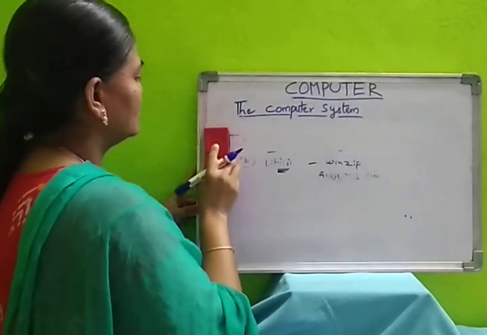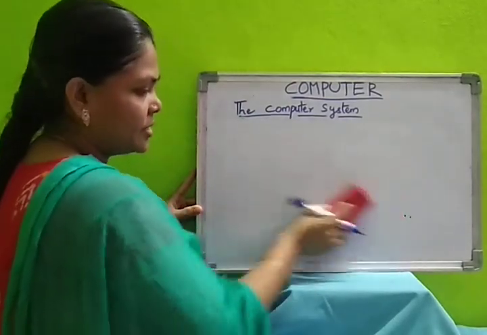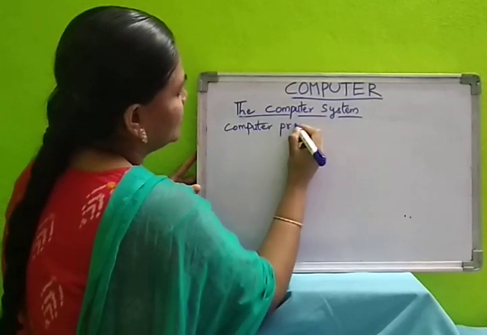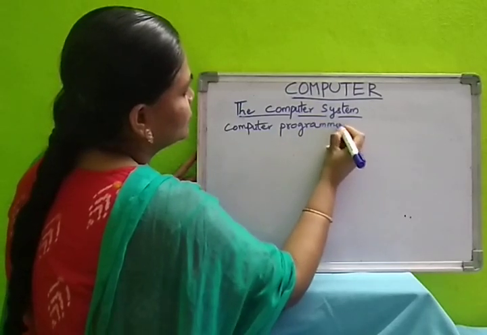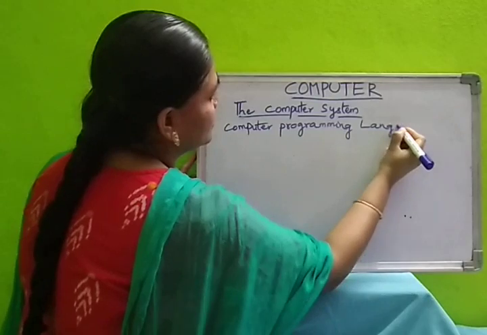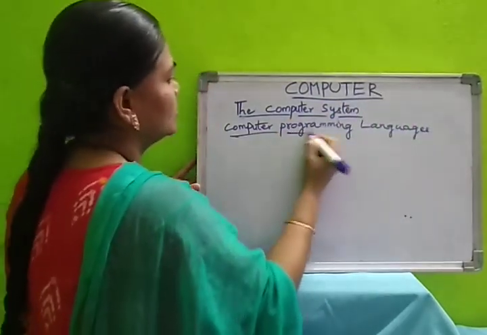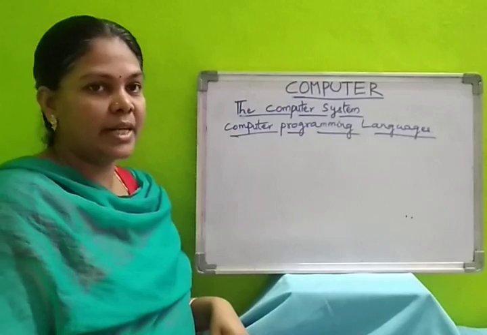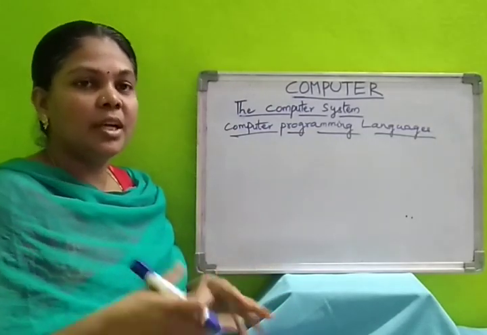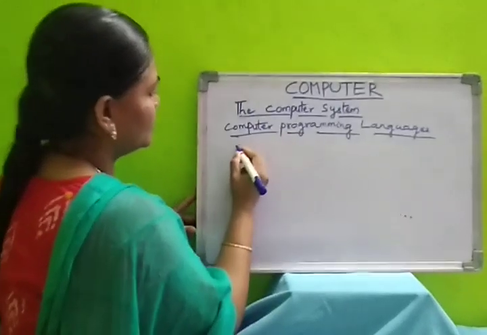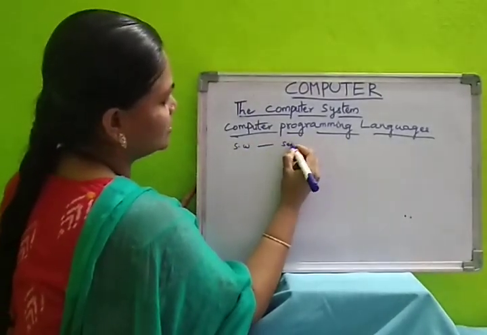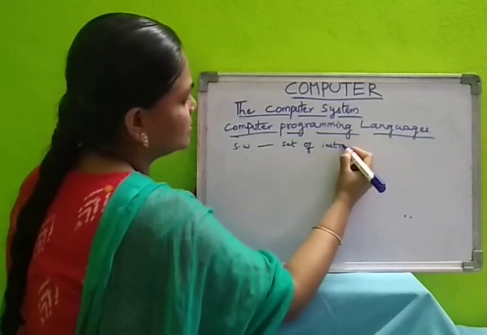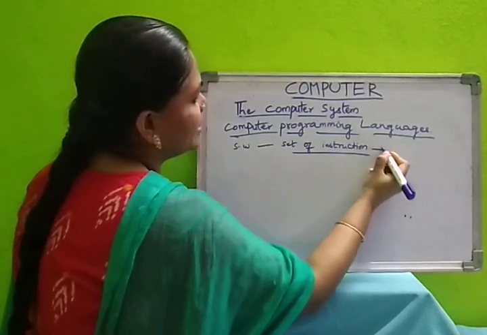Next, coming to software, we have different generations of computer programming languages. Now we will learn about these languages. What we said, to work with the computer, it needs some language to understand, isn't it? Generally we use English, and we have different programming languages. What is a program? Software is a set of instructions. Those set of instructions are called a program.